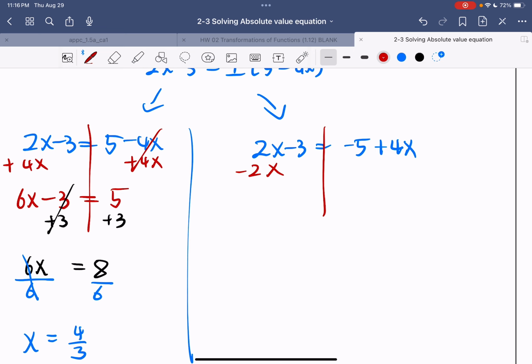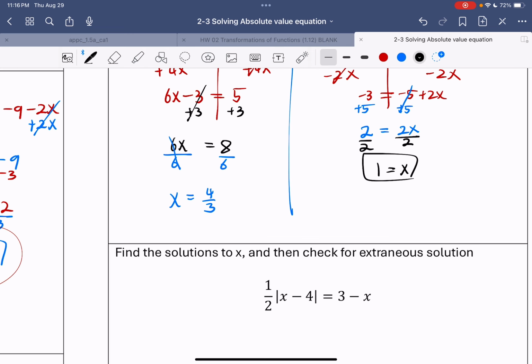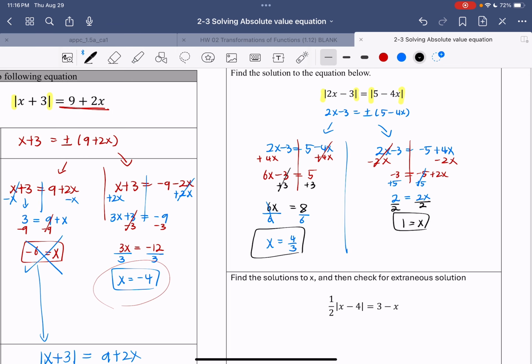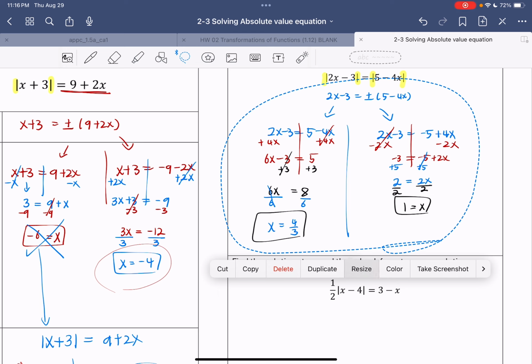I'm going to do minus 2x both sides because I don't want to deal with negative numbers. So I'm going to get negative 3 equals negative 5. 4x minus 2x is plus 2x. And plus 5 on both sides. You're going to get 2 equals 2x. And if you divide by 2 on both sides, you're going to get x equals 1. So we have two solutions, and now we have to check it. Again, now I really have to resize them.